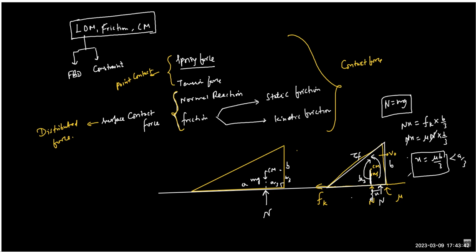So static friction is self-adjusting and normal is also self-adjusting. It will act as much as it requires. How much you need, it will act accordingly.